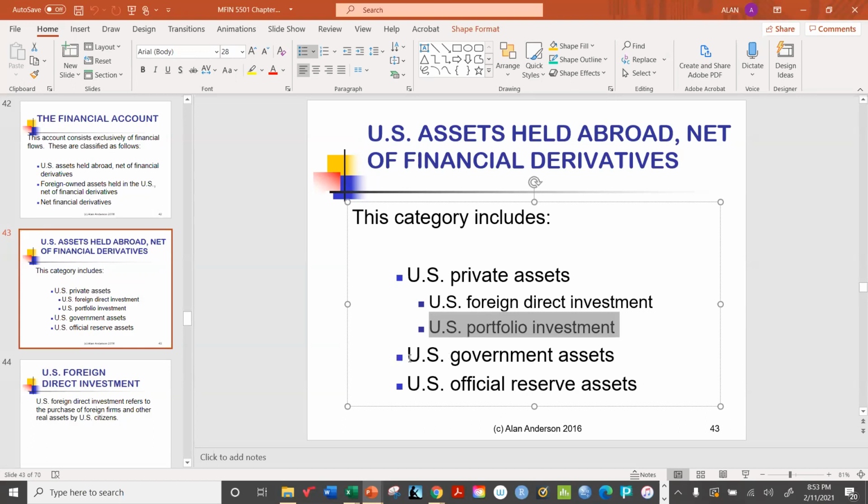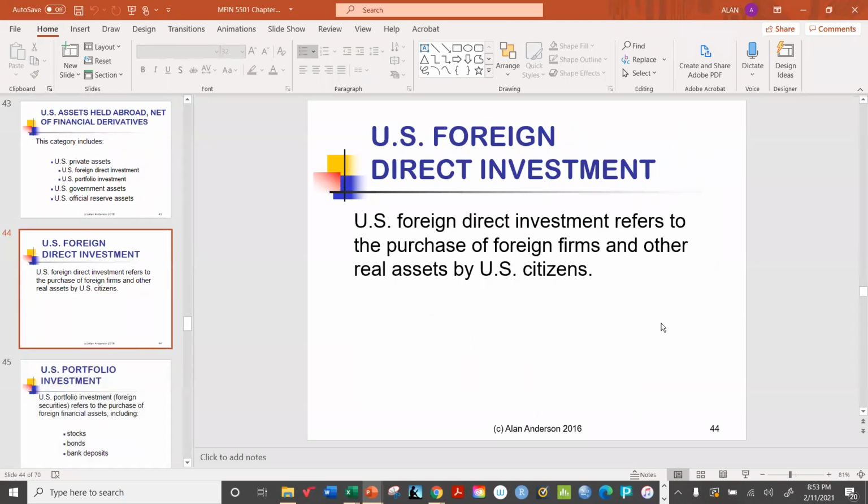Now, we also have government assets. The government owns a lot of assets, as it turns out. In the US and in other countries, those get listed separately because they don't belong to private companies. And then US official reserve assets. This is where you would find things like gold held by the central bank and other types of assets. These normally are the assets of, in our case, the Federal Reserve System. And then US foreign direct investment means either American companies buy foreign firms or we hold other real assets like property or buildings instead of foreign financial assets.